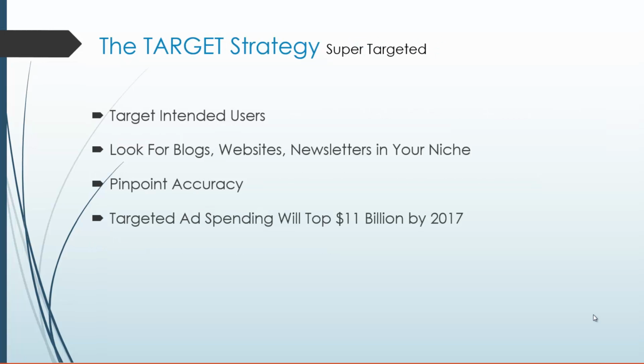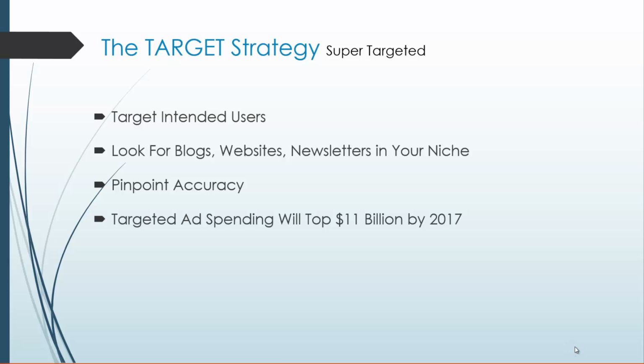All right, so next we have the target strategy, which is super targeted. With the install strategy, yes, target audience plays a big part, but here we're actually targeting users with pinpoint accuracy. We're not being exposed to anyone that doesn't have a need for this application. So you want to target your intended users, and you also want to look for things like blogs, websites, newsletters, pretty much anything that's in your area, in your niche, that you can have a relationship with and advertise, promote through their service or their website or whatever it may be. And this helps to pinpoint accuracy.